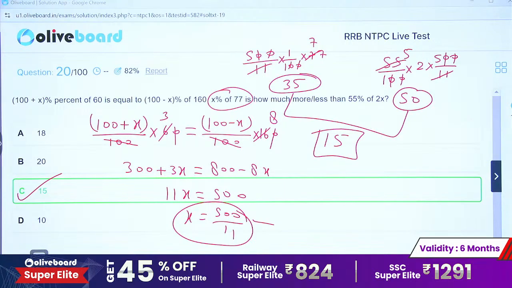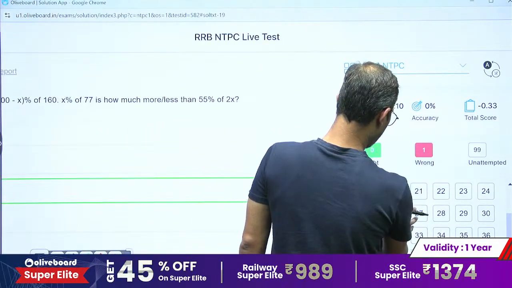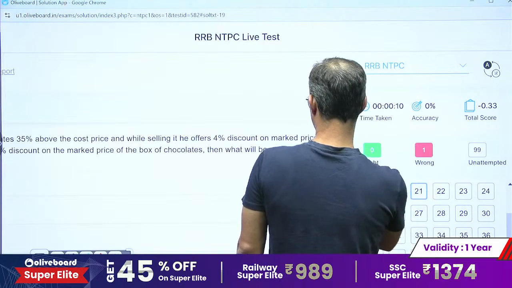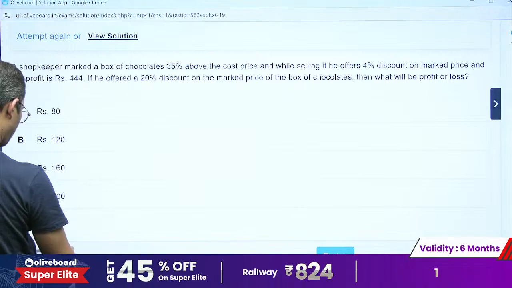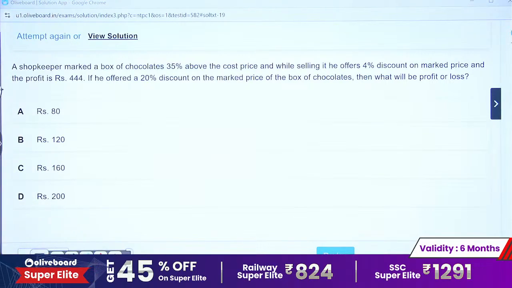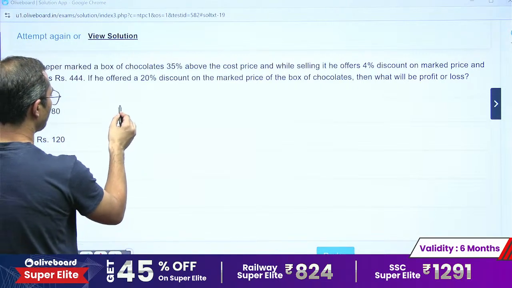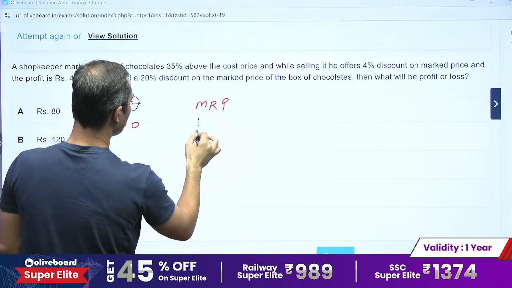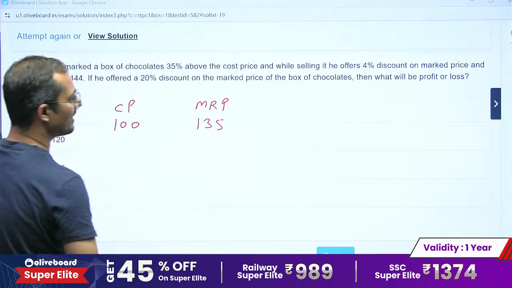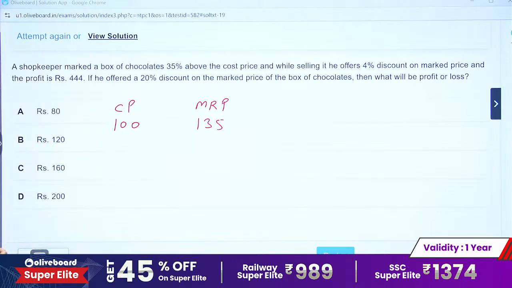Yes. So moving to the next question. See, tell me what is the answer for this question. A shopkeeper marked a box of chocolate 35% above the cost price, right? 35% above the cost price. If the cost price is 100, so we can say that MRP is equal to what? 135, right? And while selling, he offers 4% discount on MRP, and the profit is 44.